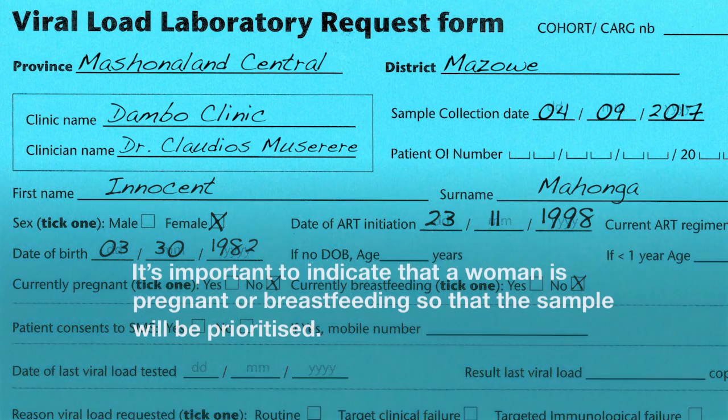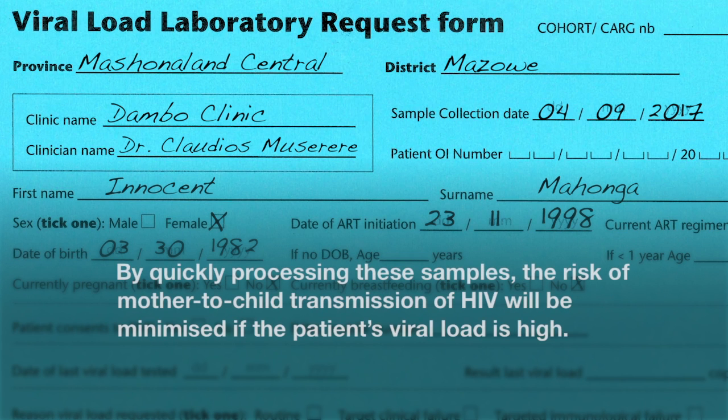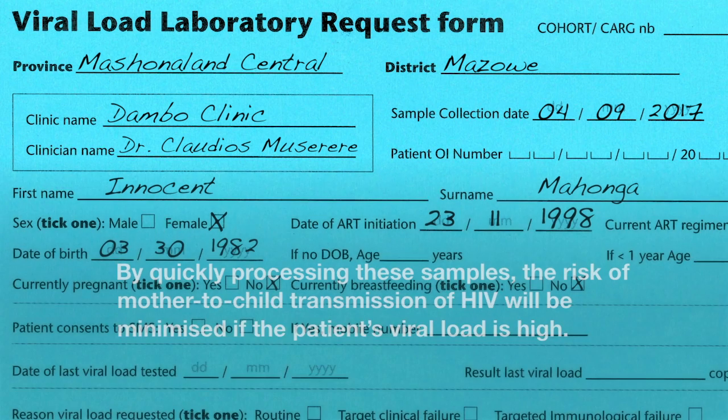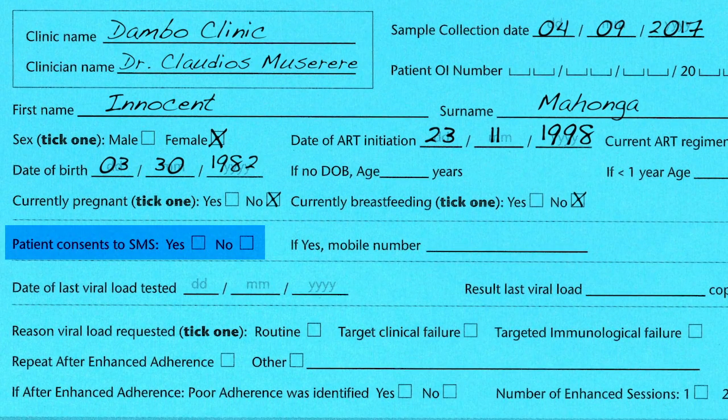It's important to indicate that a woman is pregnant or breastfeeding so that the sample will be prioritized. By quickly processing these samples, the risk of mother-to-child transmission of HIV will be minimized if the patient's viral load is high. Ask the patient if he or she is willing to have his or her results communicated to him or her via mobile phone.